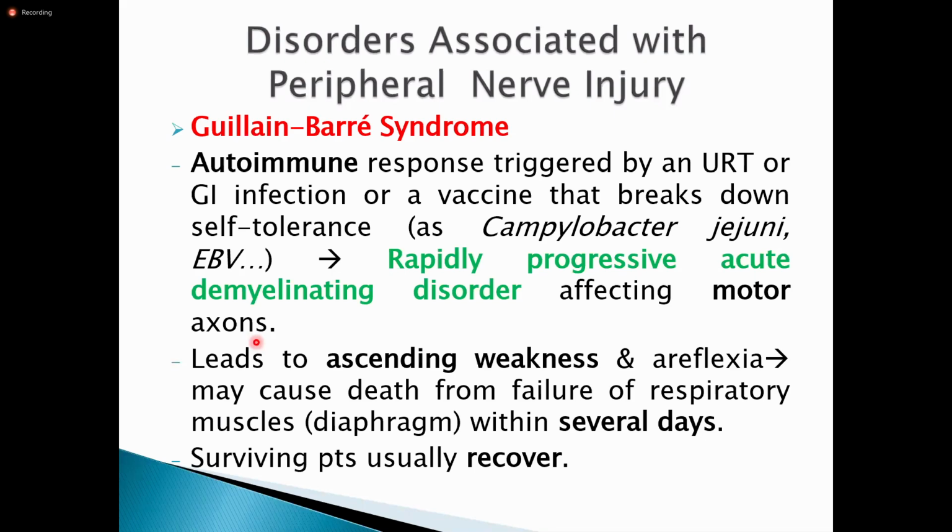Surviving patients usually recover. As I told you, they will be admitted to the ICU and we do plasmapheresis, removing the autoantibodies from their blood, and we give them immunosuppressive therapy and a lot of things to manage Guillain-Barré.